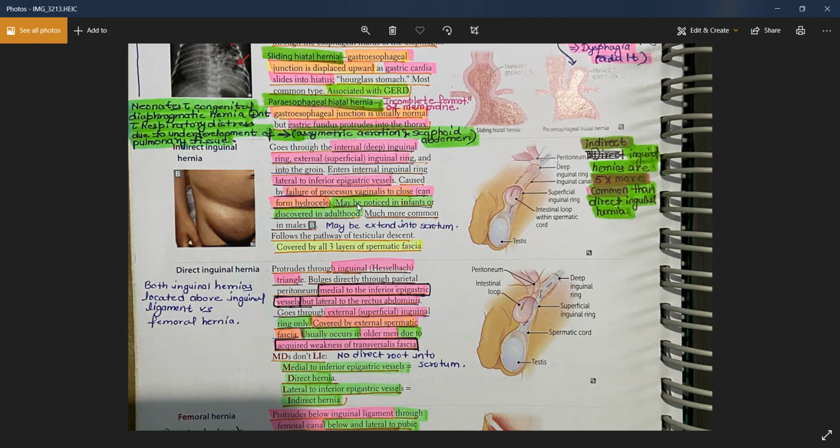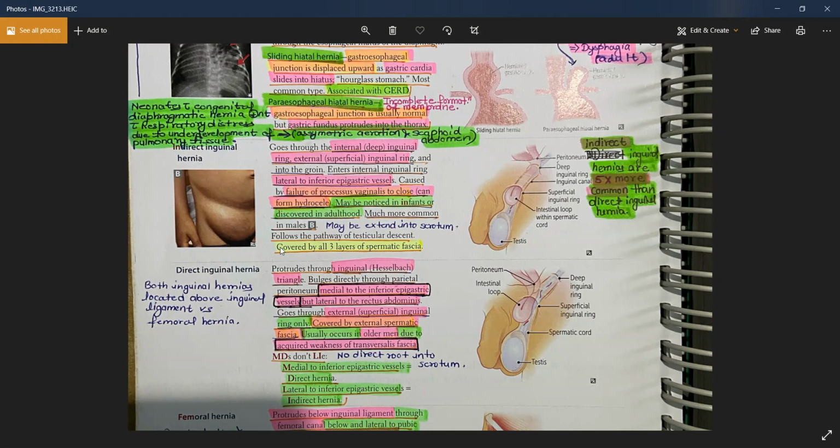So it can be noticed within infants. If it goes unnoticed, then it will surely present in adulthood. They can be present in infants as a bulge. If not, they will be discovered in adulthood, and they can also extend into the scrotum. And they contain all three layers of the spermatic fascia.